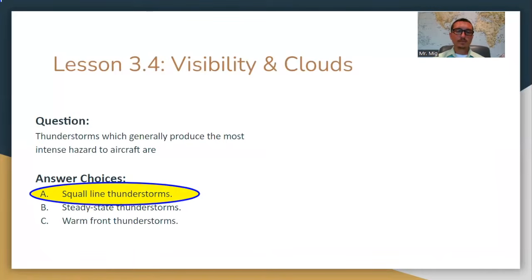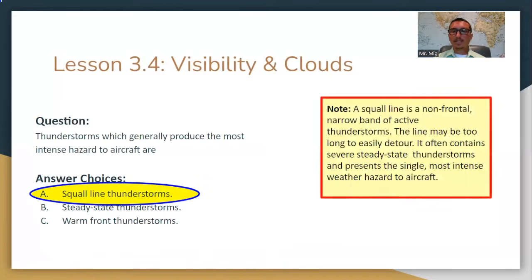A squall line is a non-frontal narrow band of active thunderstorms. The line may be too long to easily detour. It often contains several steady state thunderstorms and presents the single most intense weather hazard to aircraft.